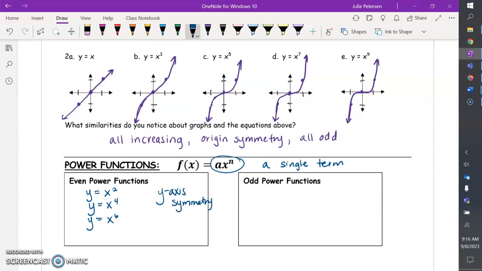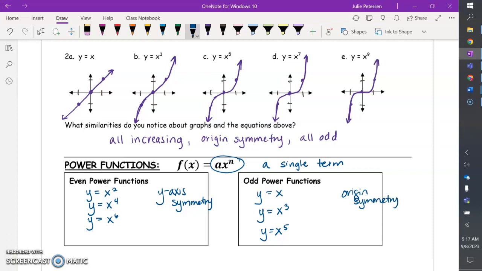As you looked at those, the shape of the parabola from x squared, when we moved to x to the 4th, got a little more squared off at the corners, and the higher the power, the more squared off it looked. Our odd power functions are going to be y equals x, y equals x cubed, y equals x to the 5th. And those all have origin symmetry.